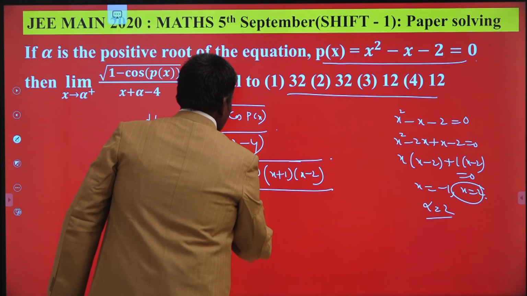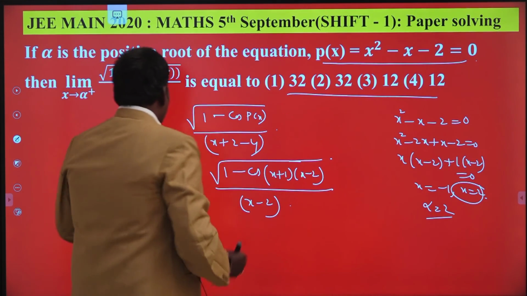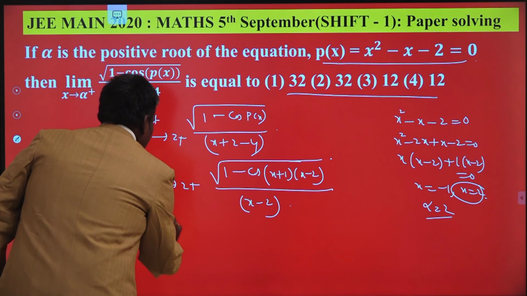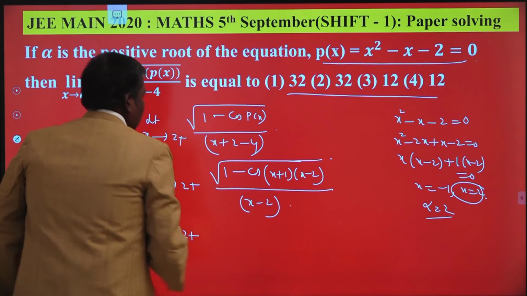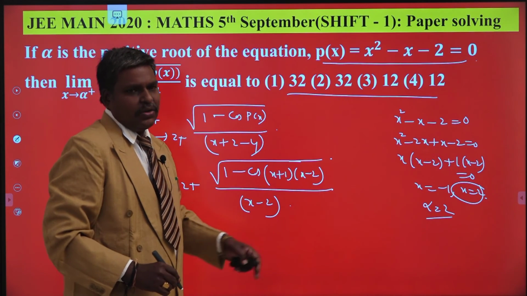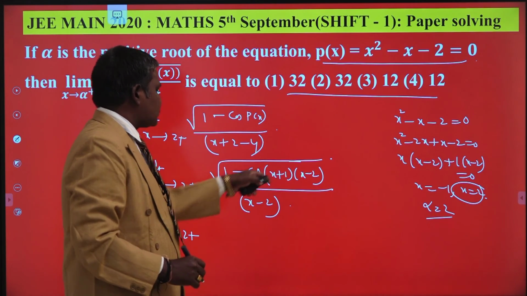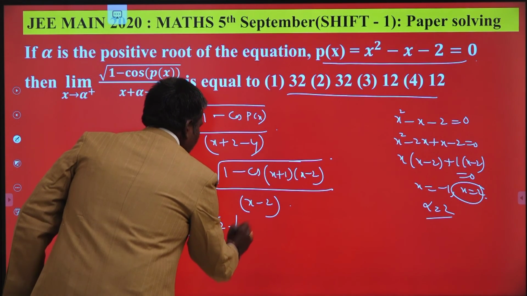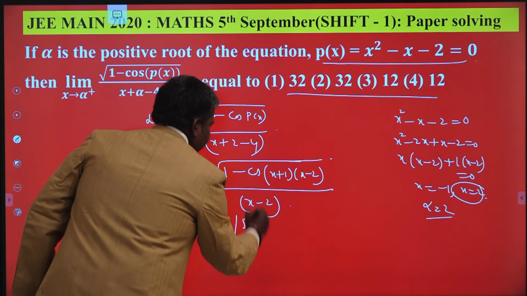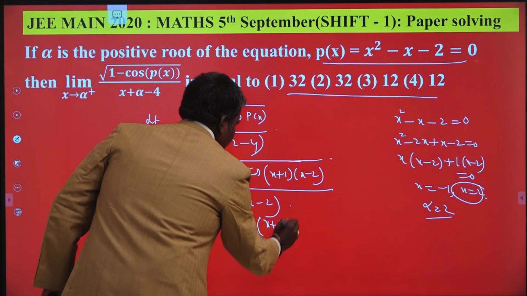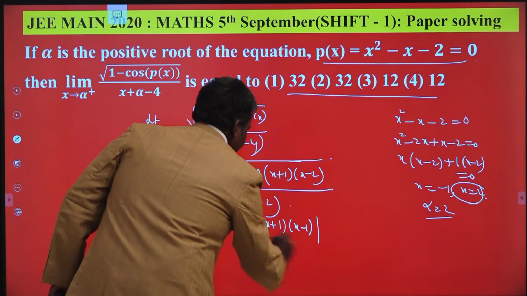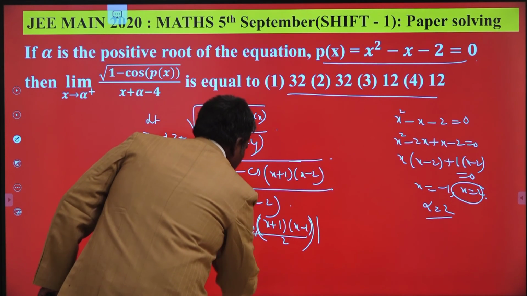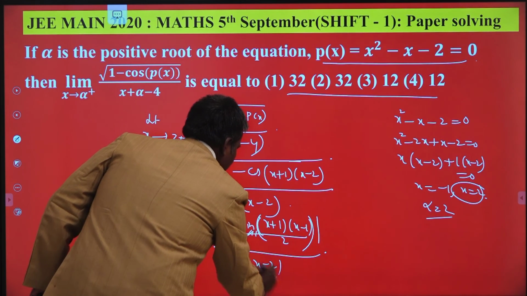Whole divided by x minus 2, we have tried. We are taking 2 plus, that means limit x tends to 2 plus of root of 1 minus cos theta. 1 minus cos theta we can write as 2 sin square theta by 2. That is root 2 times modulus of sine of (x plus 1) into (x minus 2) by 2, whole divided by x minus 2.